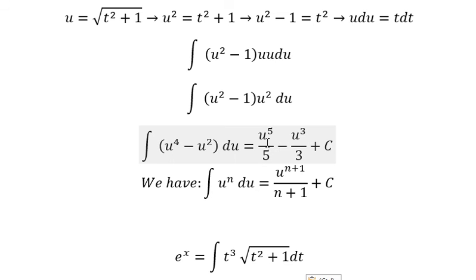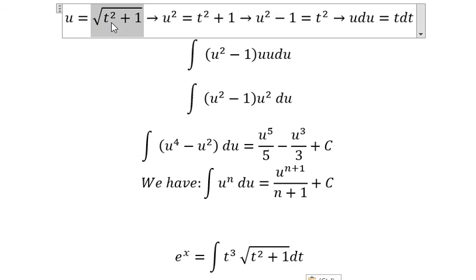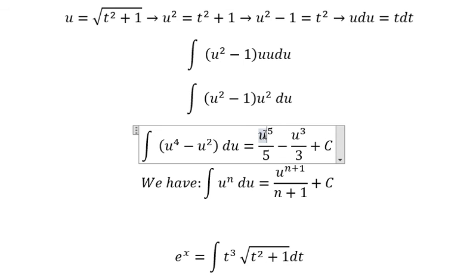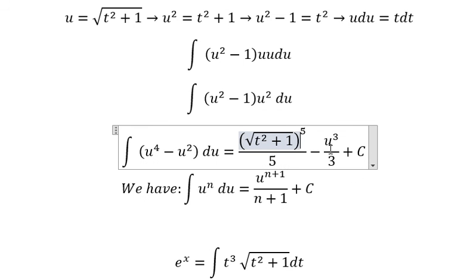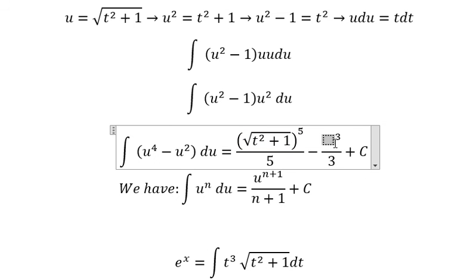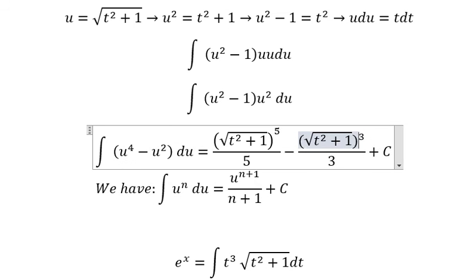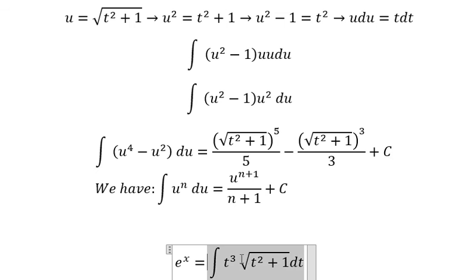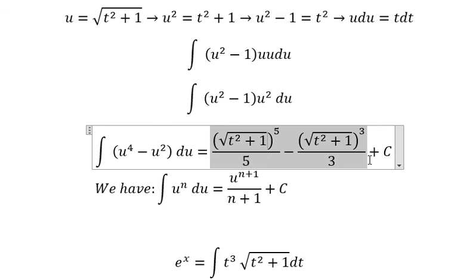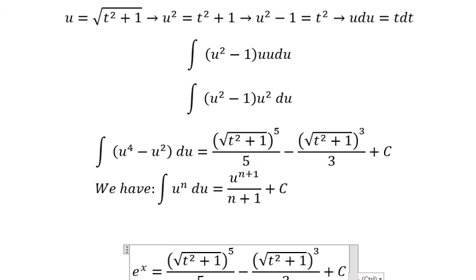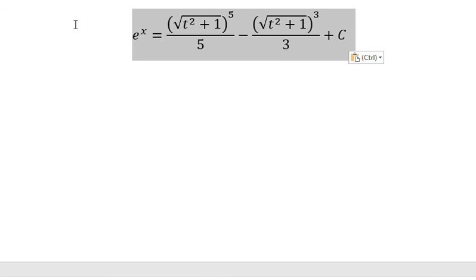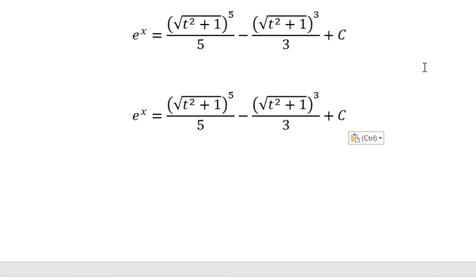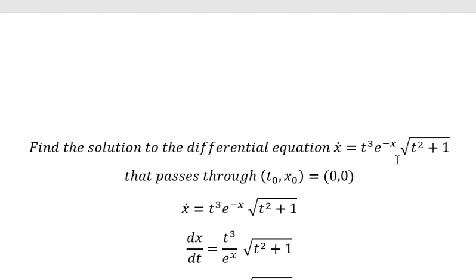So about u, that is about this one and this one. So the integration of this one, that is about this one. Now after we have this one, we have the condition. This one they go through this point 0, 0.